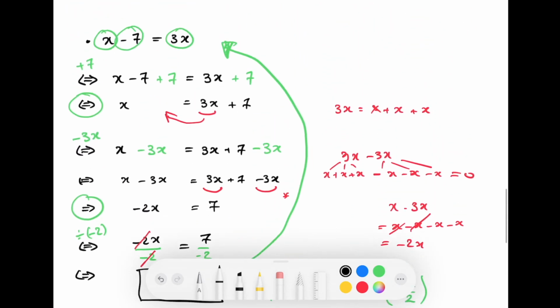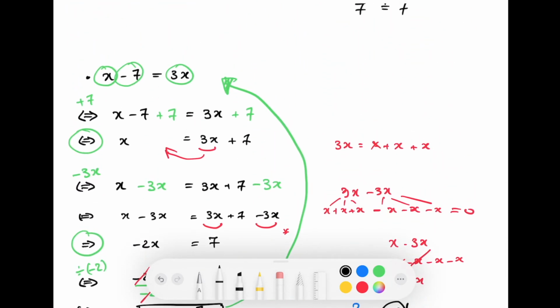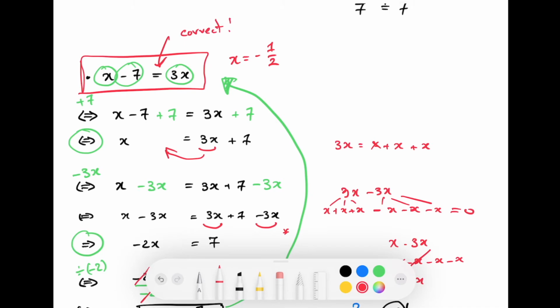And just not to lose track of the meaning of this, this means that if we, in this original equation, fill in x is minus 7 over 2, that this equality sign is indeed correct. So that's the meaning. That was the meaning all of the time. So we had to find an x in such a way that these original equations are true.